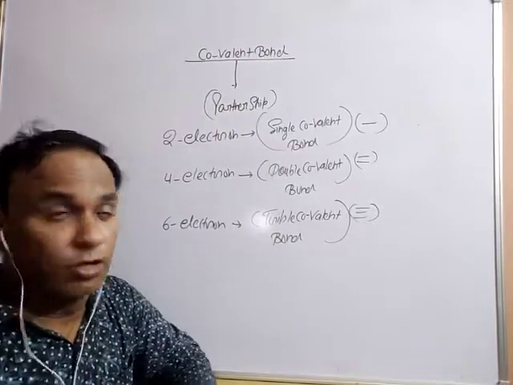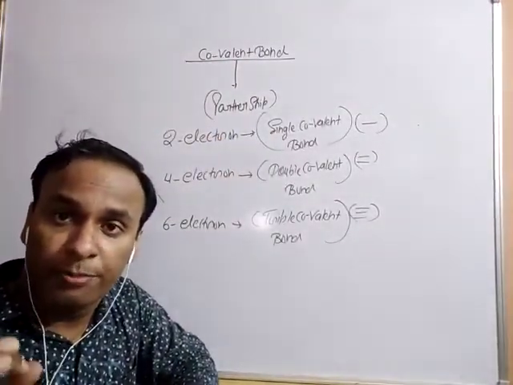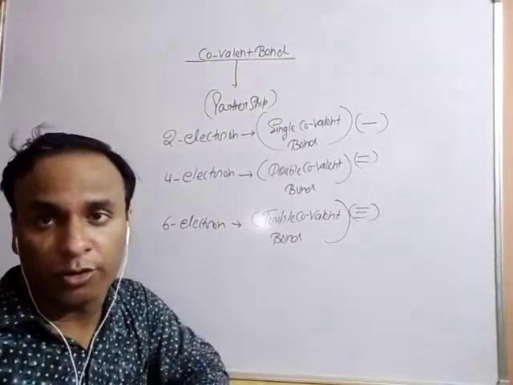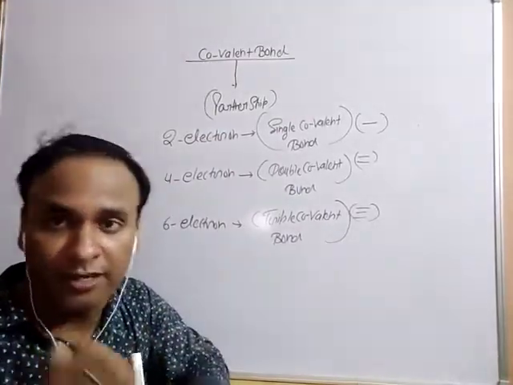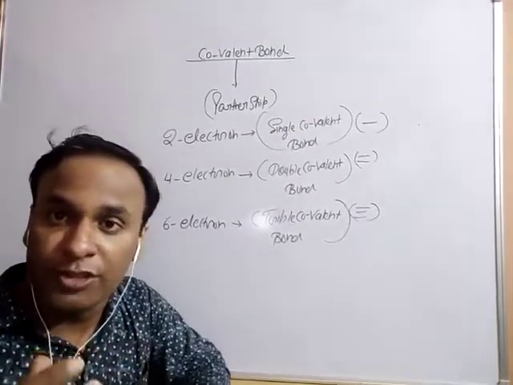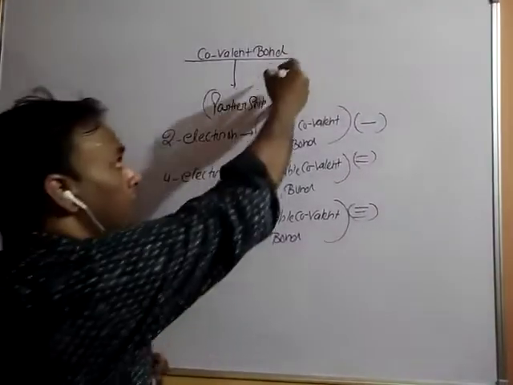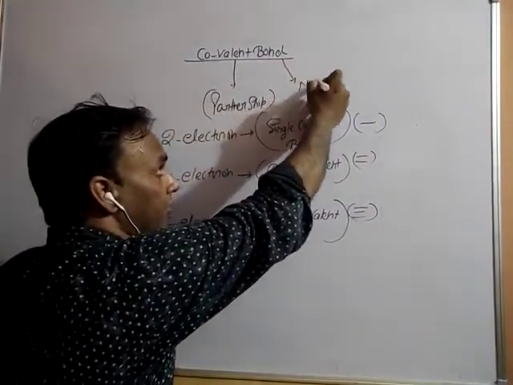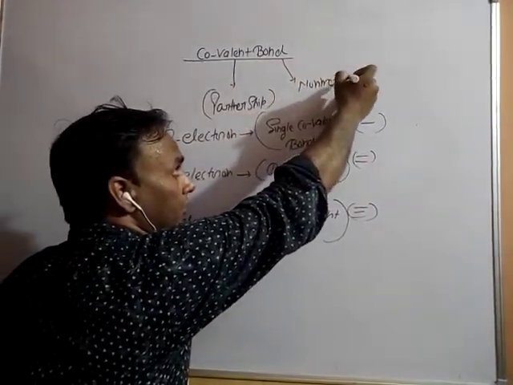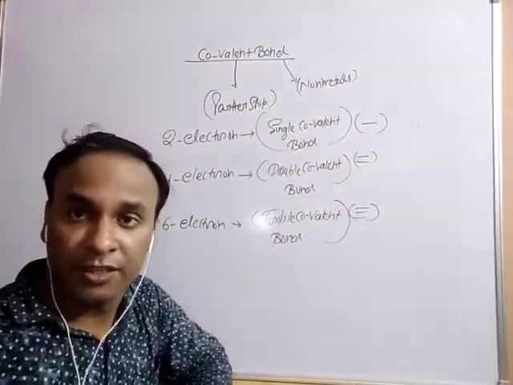That means, what do you understand by the covalent bond? Covalent bond is formed by the sharing of electron pairs between the combining atoms. And the covalent bond also depends on the nature of elements, meaning it is formed between non-metals and non-metals.